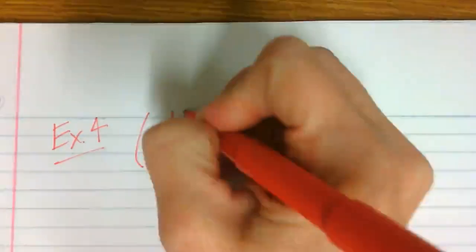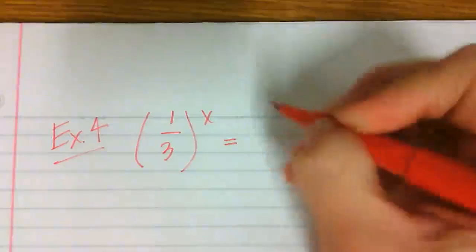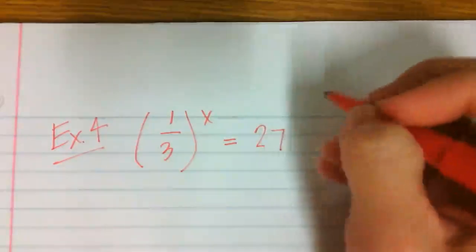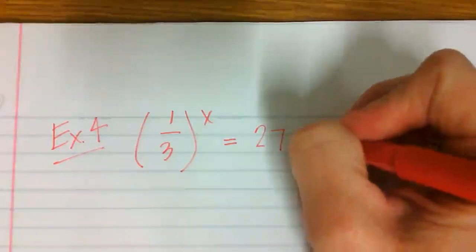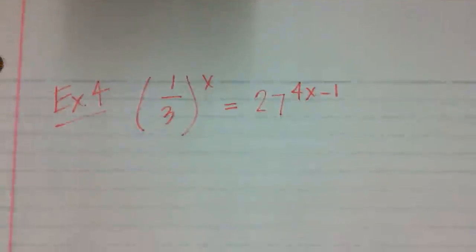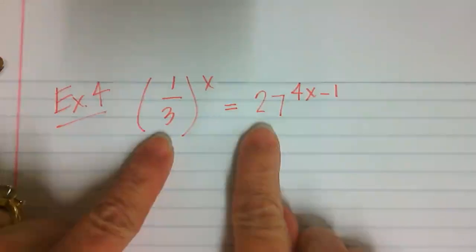So for this example, example number 4. Okay, let's say that we had 1/3 to the x equals 27, and then how about 4x minus 1? All right, I'm just making this up. So, the steps to solving: we want to look at these base numbers. We need to get these two numbers to be the same number.